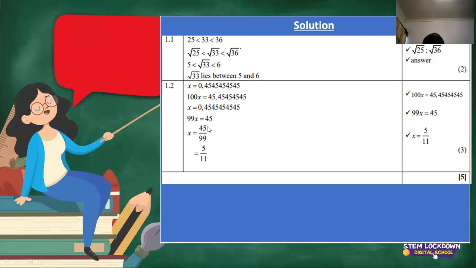Therefore, x equals 45 over 99. When you simplify that, you get 5 over 11, since 9 into 45 is 5 and 9 into 99 is 11. When you punch 5 divided by 11 into your calculator, you get 0.4545454545. That means this is the common fraction of this recurring decimal. I do hope you understand that.